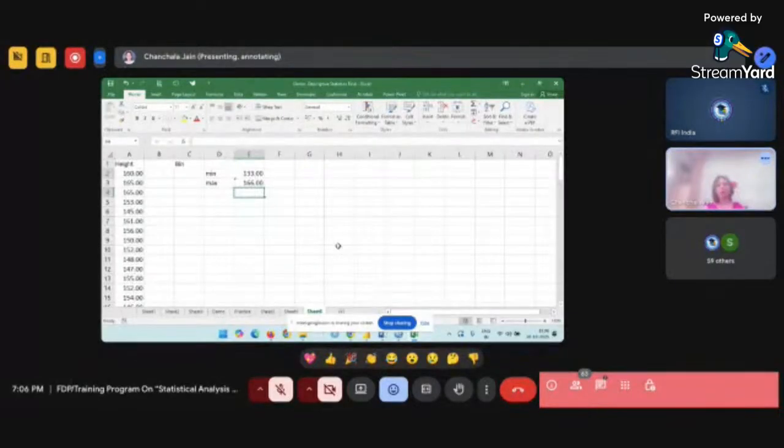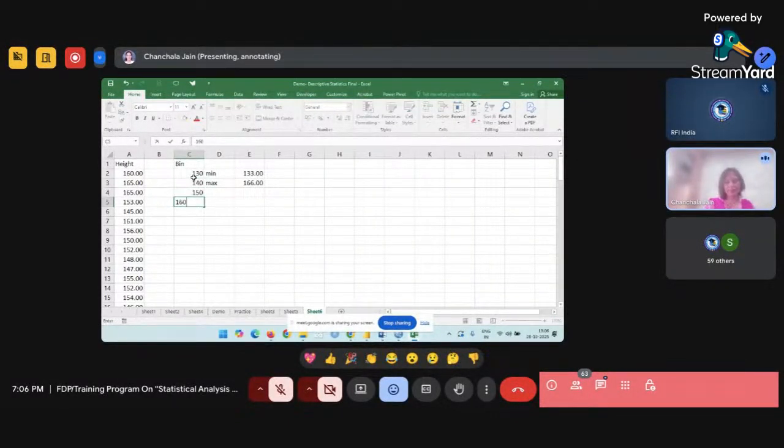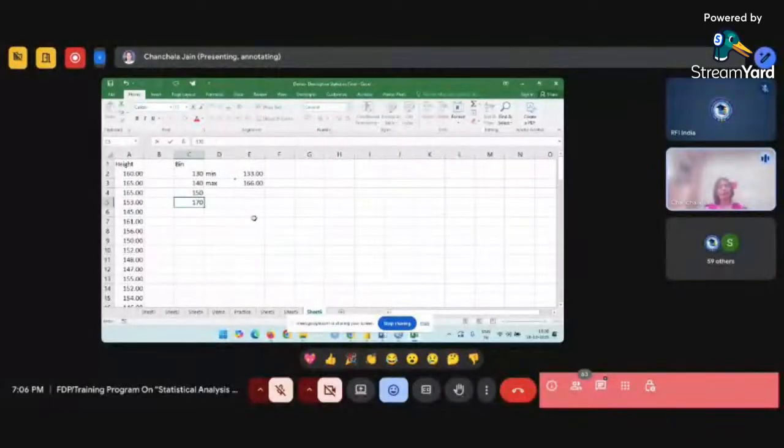Now you have the minimum and maximum value. Using this, you can prepare the range of your data. Suppose it is 130, 140, 150, 160, and 170. These are the bins I have prepared. 160 I missed, just a minute.